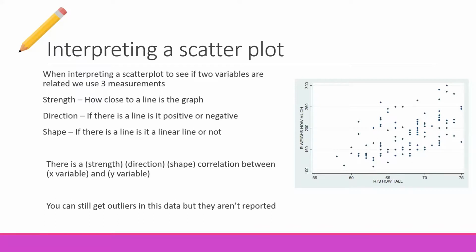And the last thing I've got written down on the slide is you can still get outliers in this data, but they aren't removed. So you might get a random point that's just flying out in the middle of nowhere, like an outlier, like we're used to in univariate data, but we just don't ignore it.